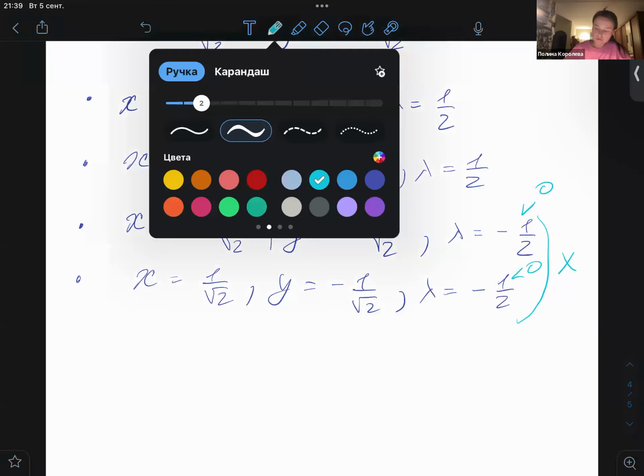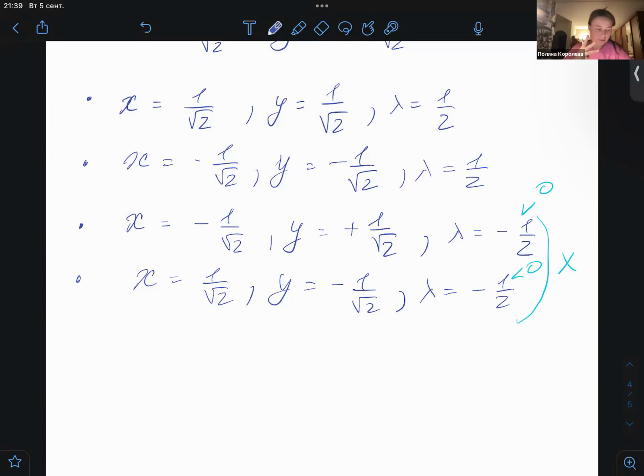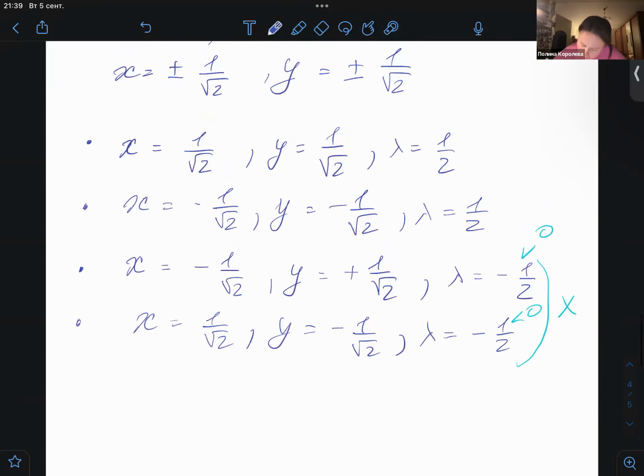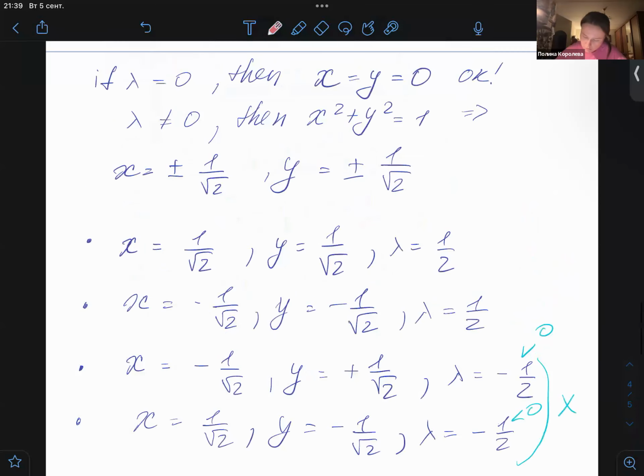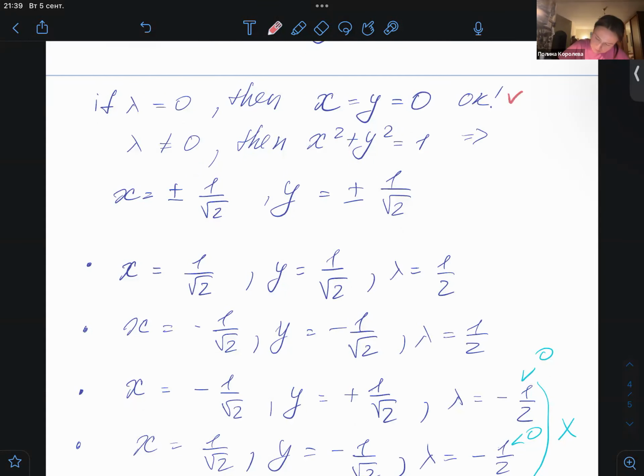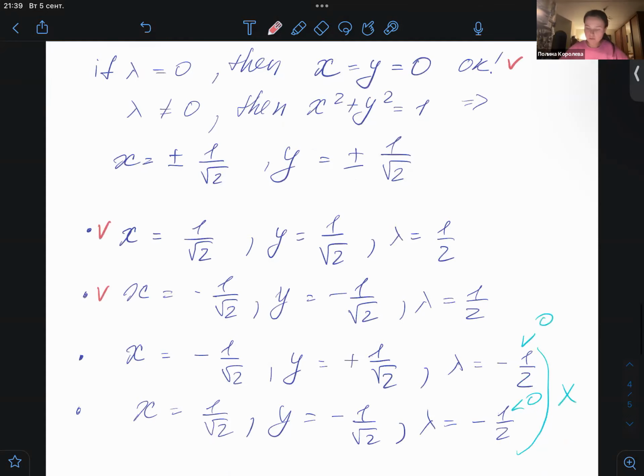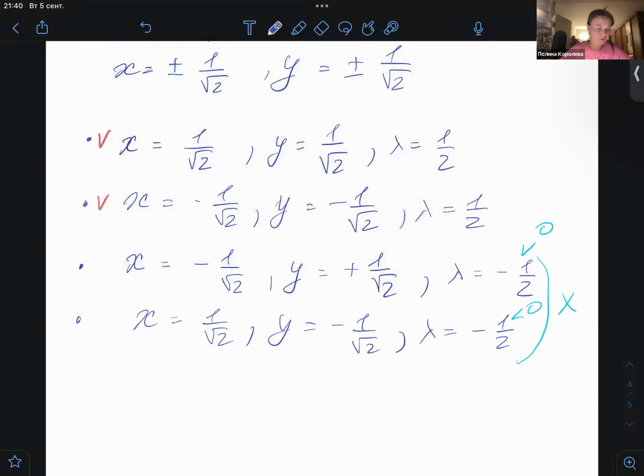So now we have three points, 3 candidates for maximum. So we plug in. Let me show them: this one, and this one. So we plug these 3 points into our objective function and choose the maximal value. Let me write it down for you. Plug into the objective function.